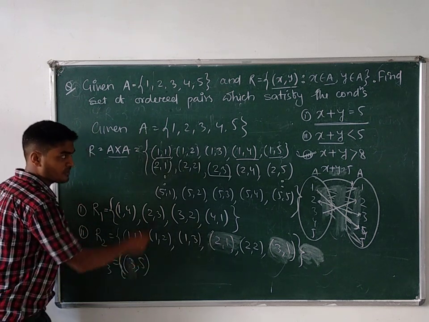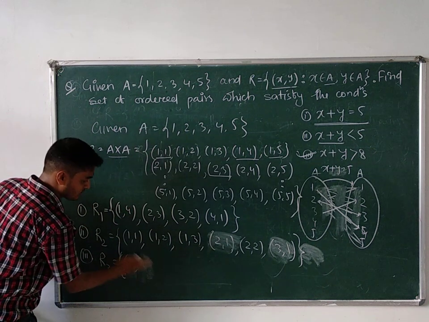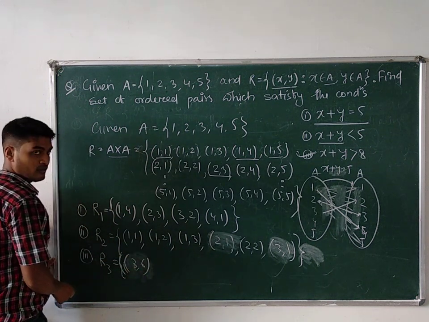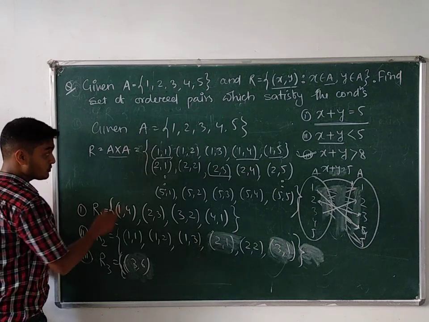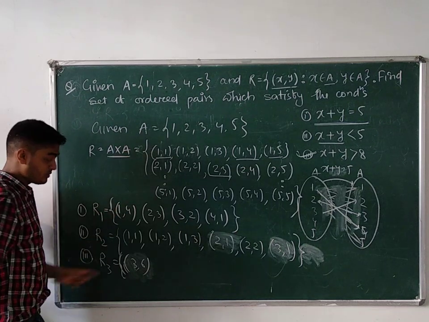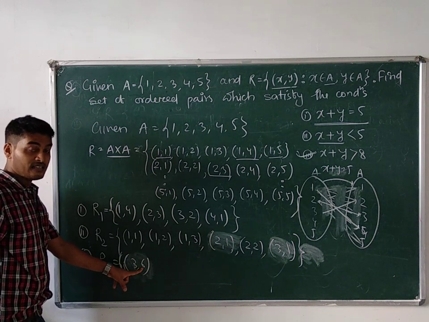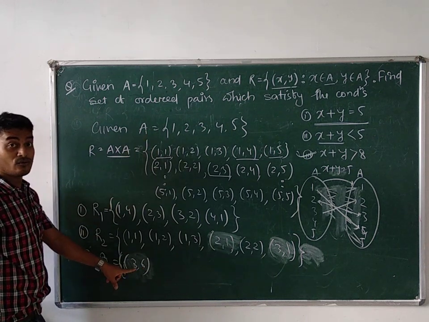3 plus 5 is equal to 8, but you have to consider greater than 8. Yes, you are not supposed to consider. Why are you not considering 3, 6? Because both components should belong to the set A cross A, and both the first as well as the second component should belong to the set A. 6 is not an element of the set A. I need to consider it.